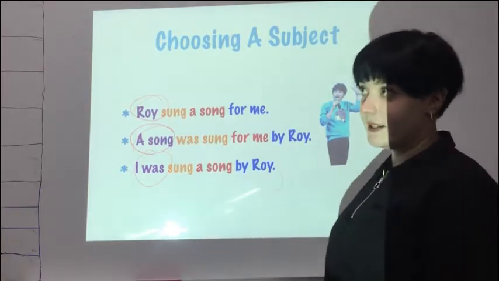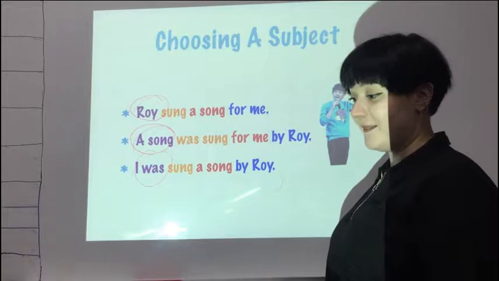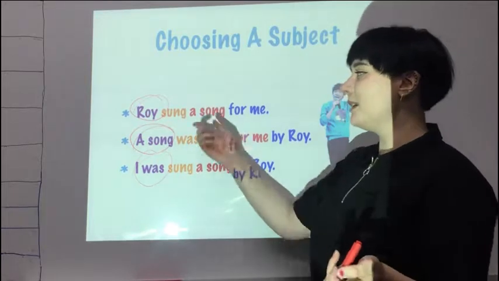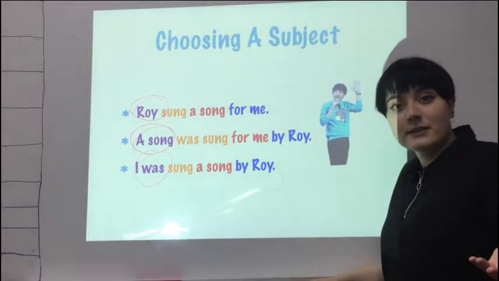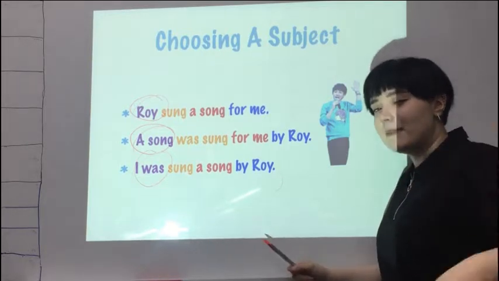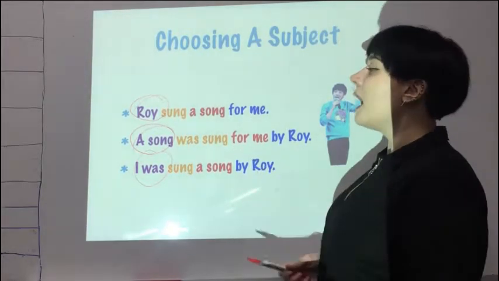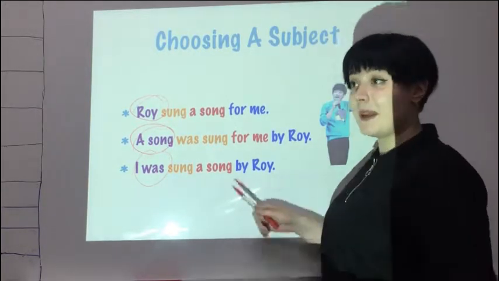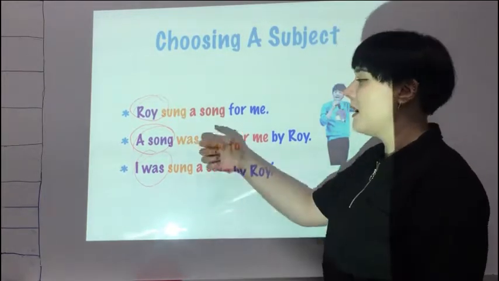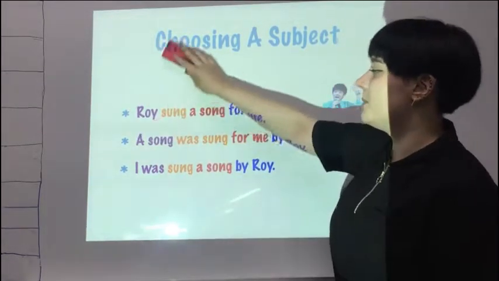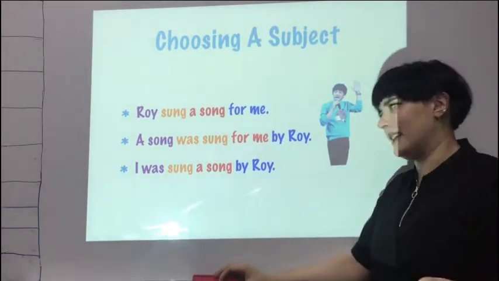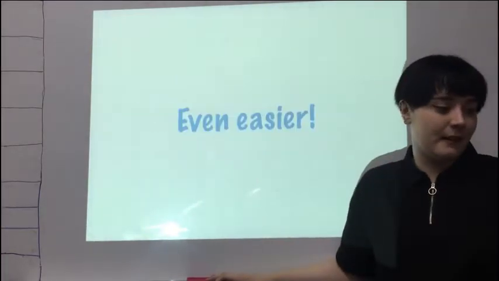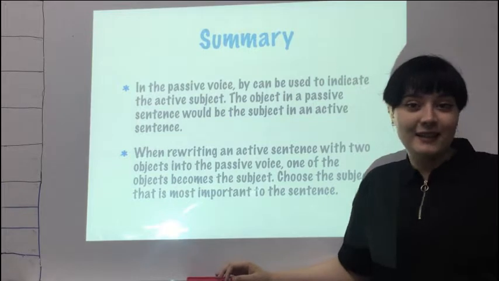If you start a sentence like this, people might ask you questions like, how did you get there? How did you meet him? What did he think about you? Things like that. But here, for example, Roy sang a song for me, people might be more likely to ask: how was his concert? How is he as a person? A song was sung for me by Roy: what was this song's topic? How was the melody? Was it a good song? Was it a bad song? Basically, here we focus on the song. So what you want to start a conversation on, or what you want to focus on in your sentence, use it as a subject. Even easier, right? Let's take a look at our summary.